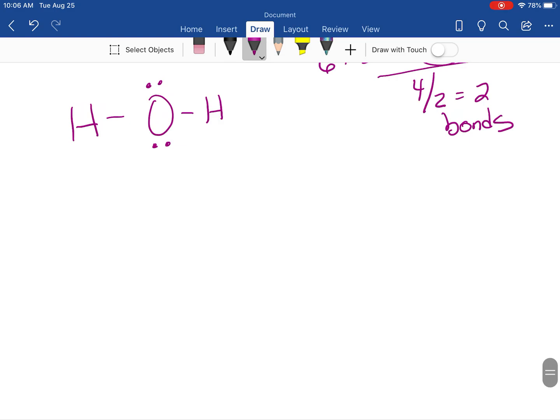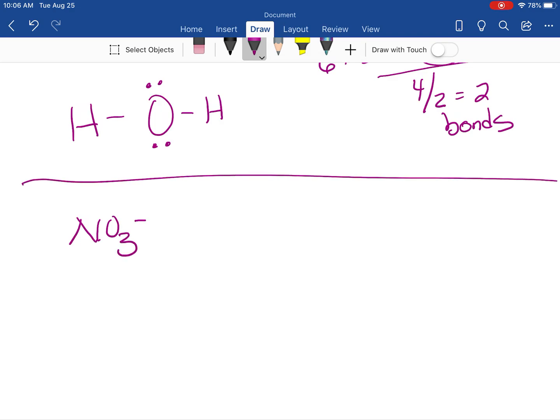Let's keep going for examples. Let me find something. Let's do an ion. Let's do NO3 minus. Okay? All right, NO3 minus. Nitrogen needs 8 electrons and oxygen, because we don't have any hydrogens here, so we have 4 things that need 8 electrons if they're involved in bonds. So 8 times 4, we're talking about 32 required electrons.